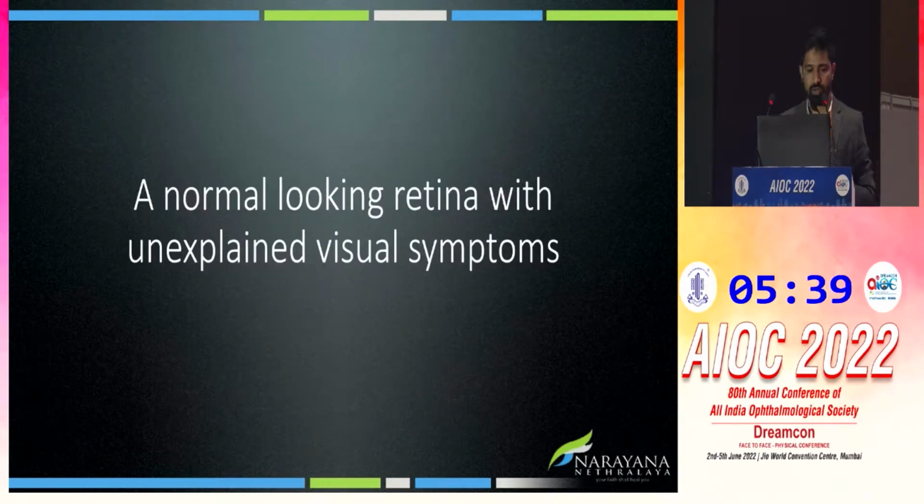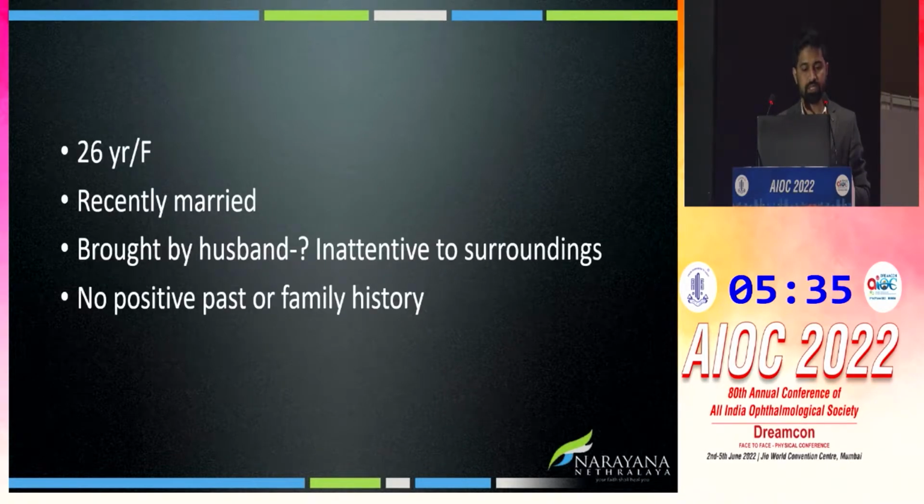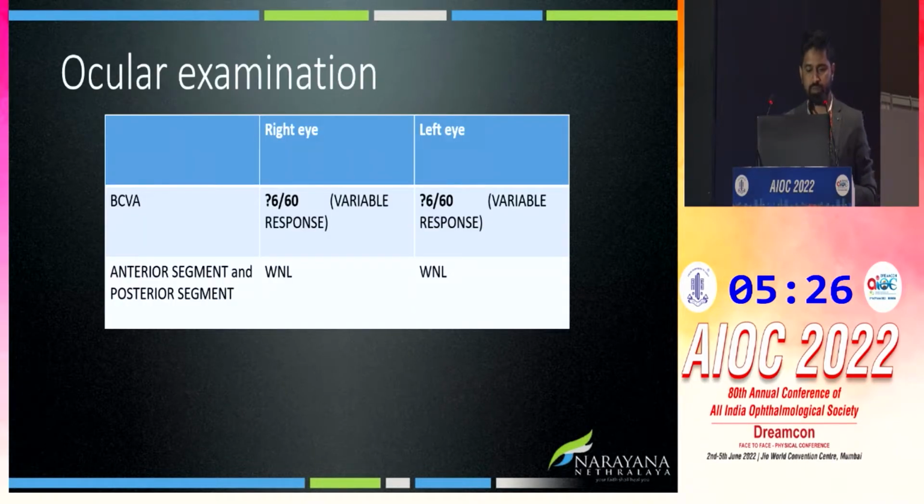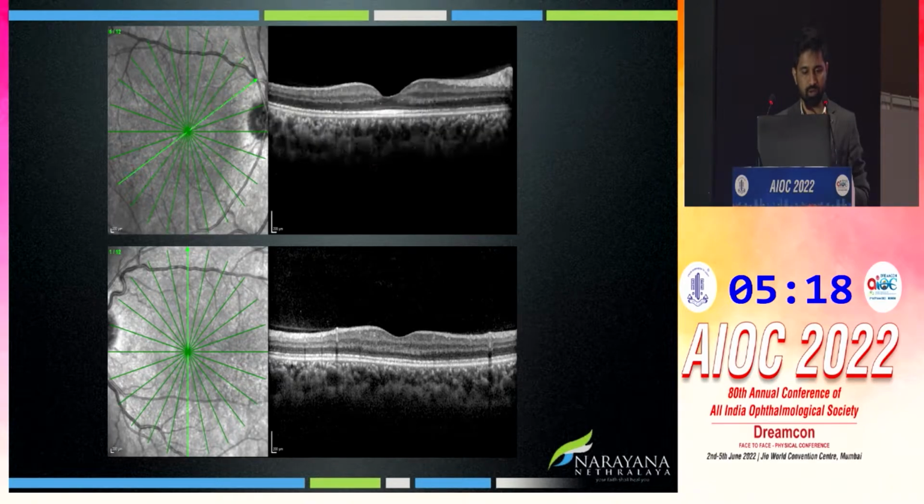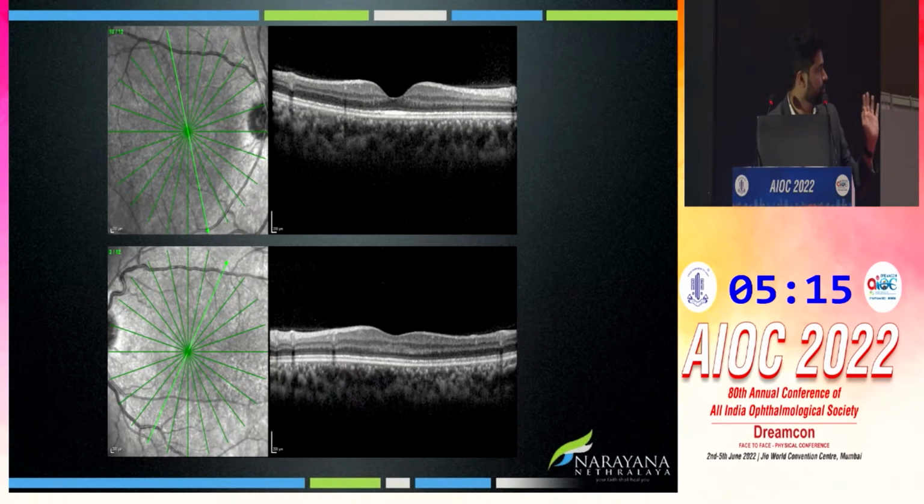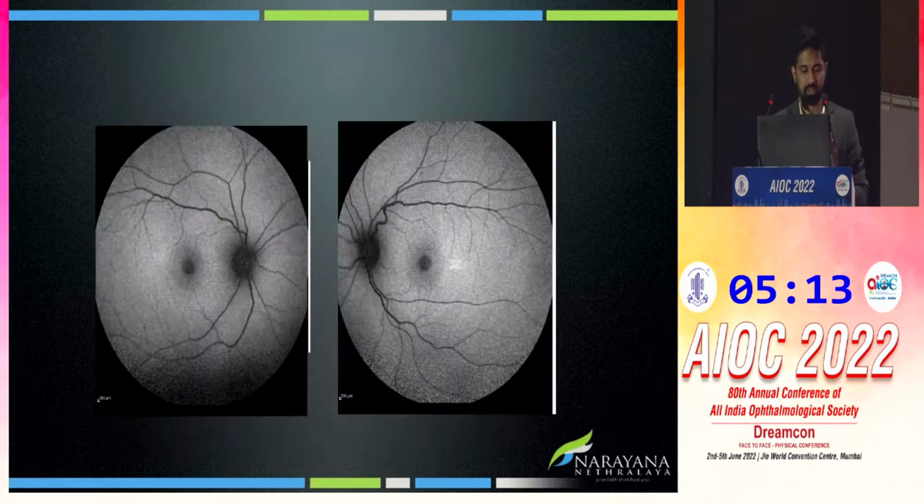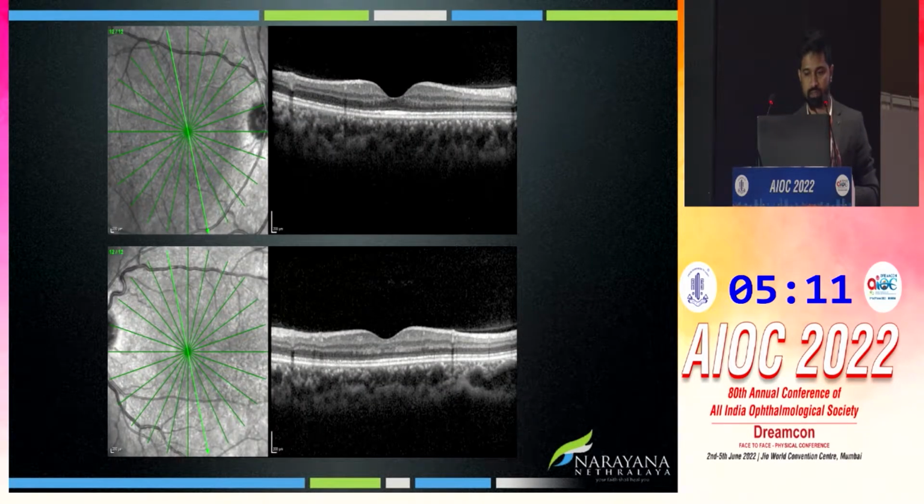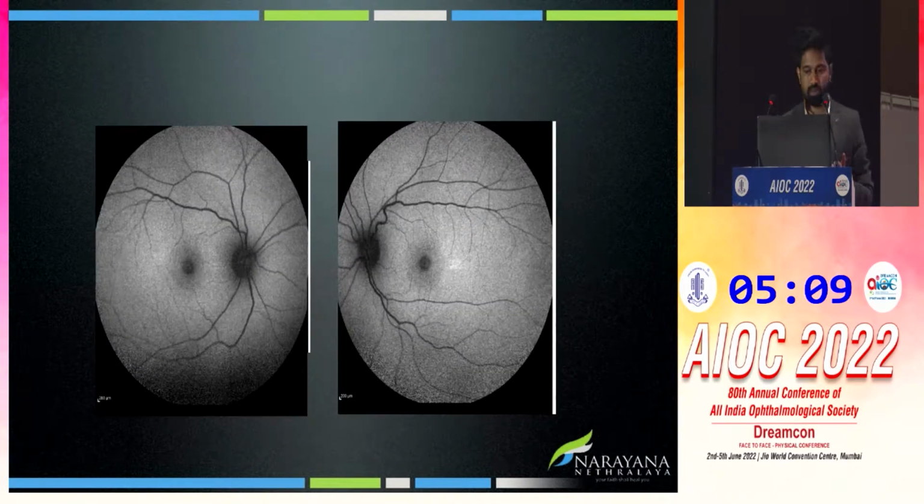Fine. There's one more example of a normal looking retina with unexplained visual symptoms. This was a 26-year-old female who was recently married. Her husband brought her because she was inattentive to the surroundings, and there was no positive family history. After examination of vision, we still didn't know, as she was giving very variable responses, and everything was normal, anterior segment and posterior segment. This is the OCT. I'm showing all the cross sections. It is absolutely normal. There is no defect in any of the cross sections in the star scan in both eyes. Again, the autofluorescence was normal.